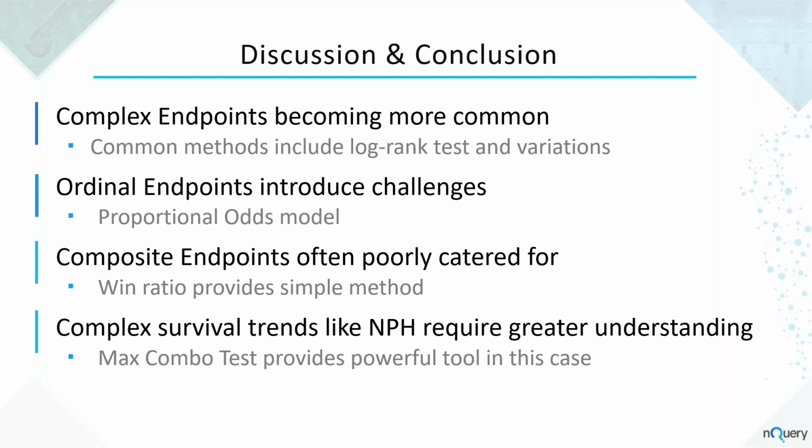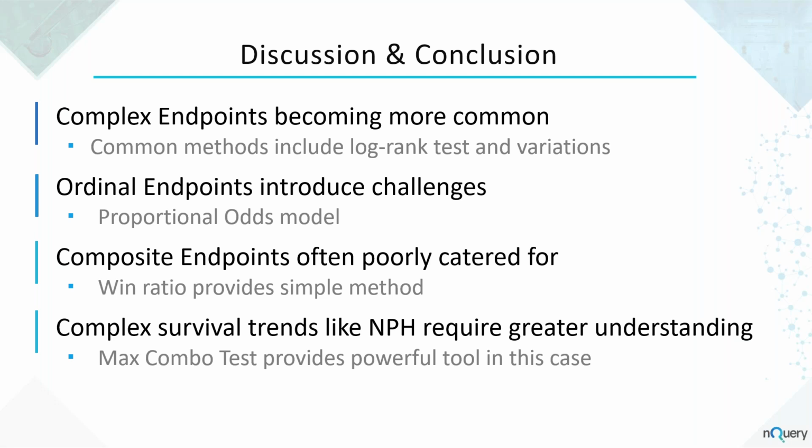One of the main solutions that we discussed for this was the proportional odds model. As we saw, it's quite a simple and easy to implement method, and obviously has a lovely sample size formula, nice and easy. So it's definitely one that's worth considering if you come across this type of endpoint. Then we looked at composite endpoints, which in a similar manner were found to be very poorly catered for in many cases. One of the main solutions that we came across for this was the win ratio. It's a very modern method and one which definitely has the potential to provide a lot of benefit to researchers.